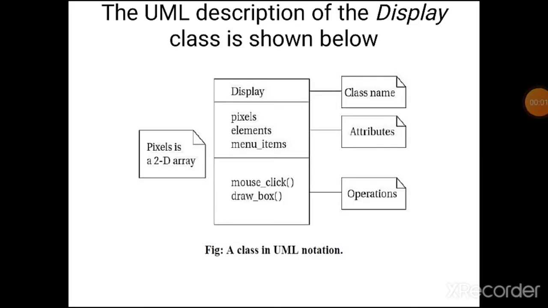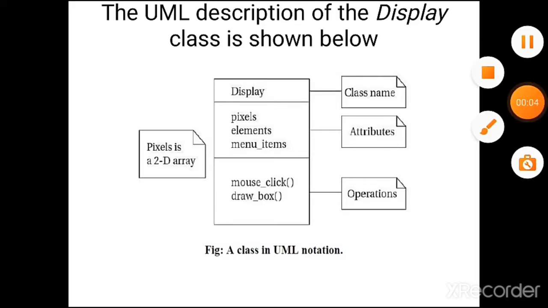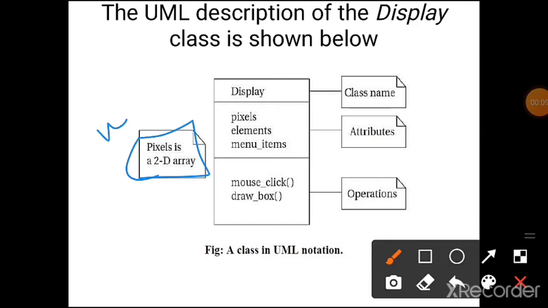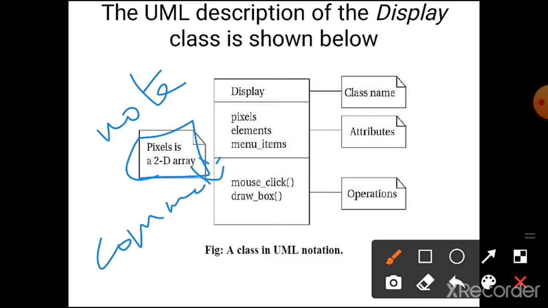In this class UML notation, this symbol represents a note. It acts as a comment, so it's not a part of this class notation. It just represents a note or a comment. The first section is the class name, the second section is the attributes, and the third section is the operation. Through these operations, the objects communicate with each other.